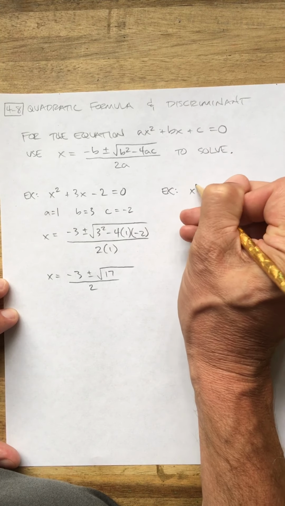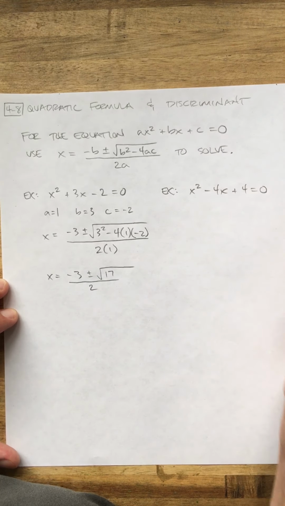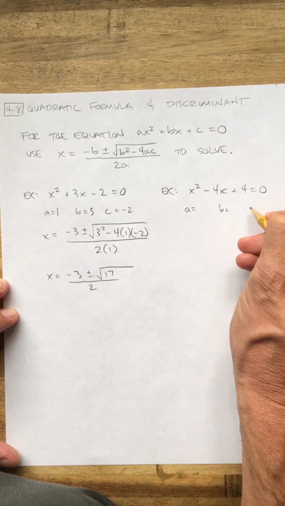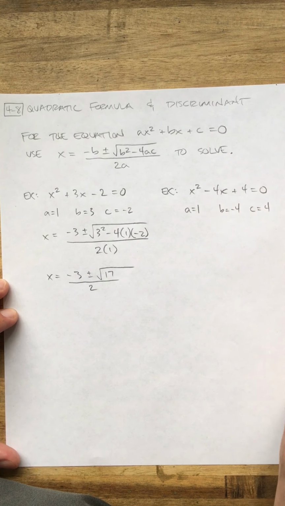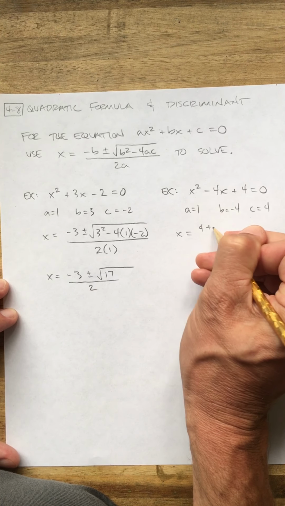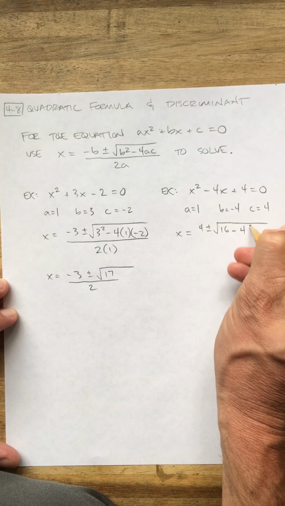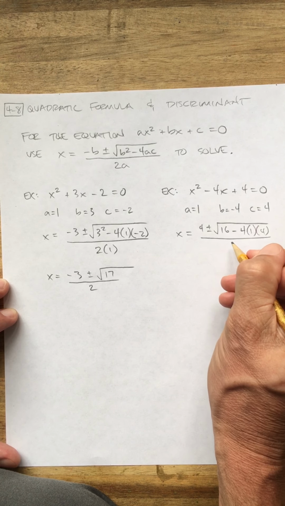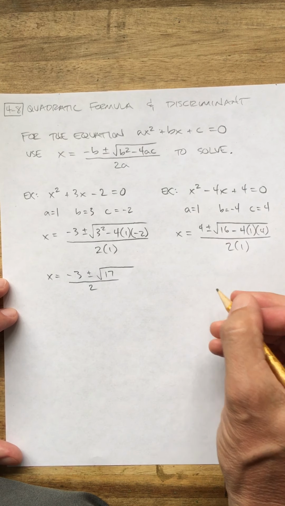We have x squared minus 4x plus 4 equals 0. Okay, again, we'll identify A, B, and C. Okay, so A is 1, B is negative 4, and C is positive 4. All right, x equals opposite B plus or minus the square root of B squared minus 4 times AC all over 2A. Okay. All right, we'll go ahead and simplify this.